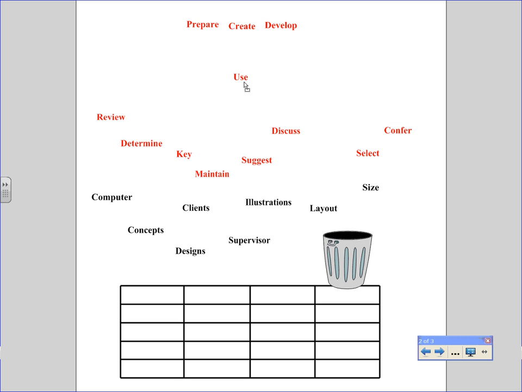Now we're going to go to the word use. And remember, we're looking for words that are like the word use. Not necessarily the exact same, but that are like it. Well, if I'm going to use something, I have to determine what to use. I have to determine is like select. So a graphic designer might have to select something, determine it, and select it, and then use it.